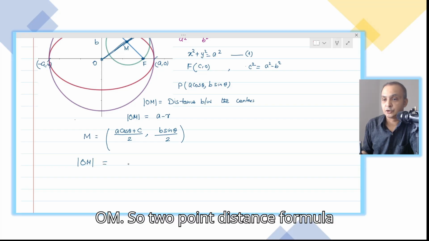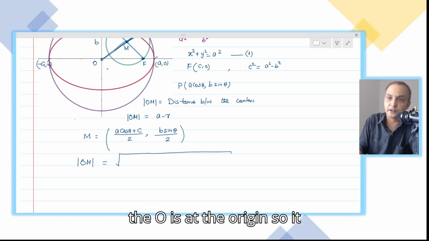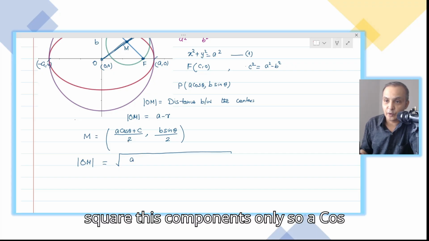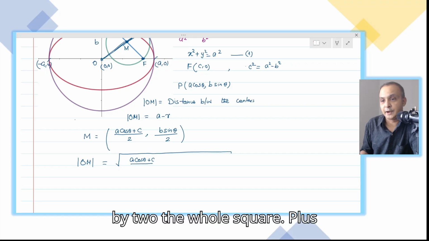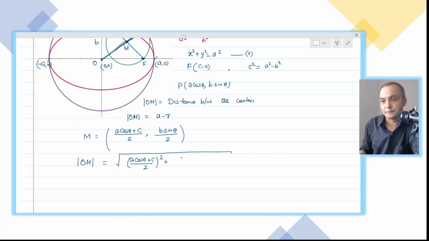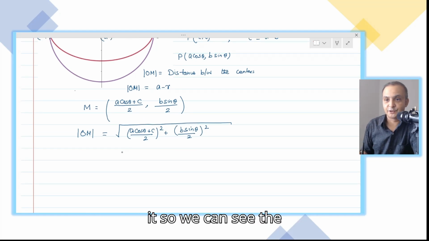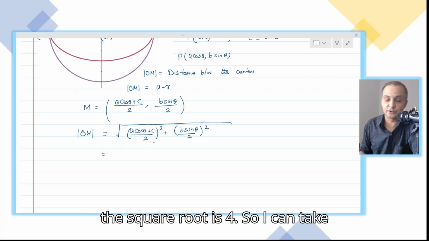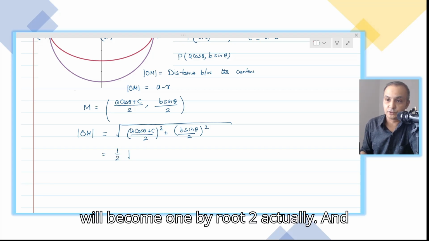The two-point distance formula is not so difficult here because O is at the origin, which makes our life easier. We can simply square these components only. So OM is the square root of (A cos theta plus C by 2) the whole squared plus (B sin theta by 2) the whole squared. We have to simplify it. The denominator of each of these terms inside the square root is 4, so I can take it out of the square root sign, and it becomes 1 by 2.